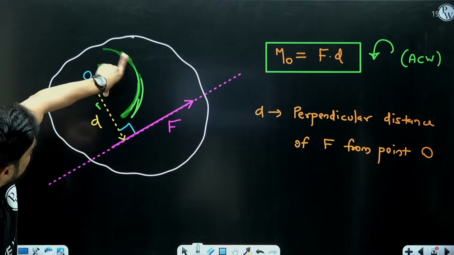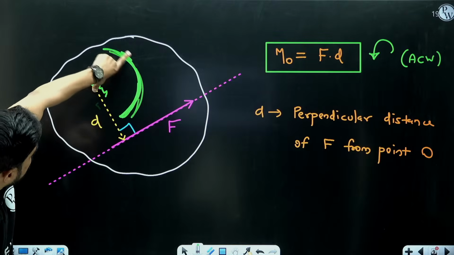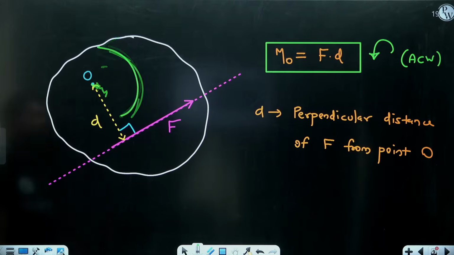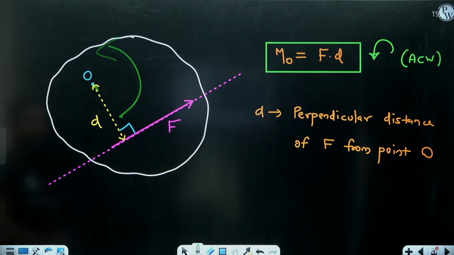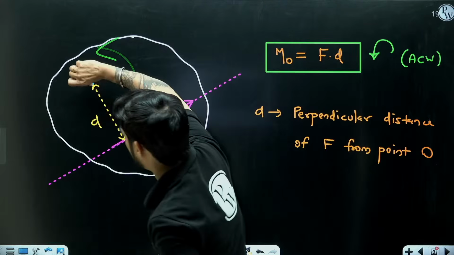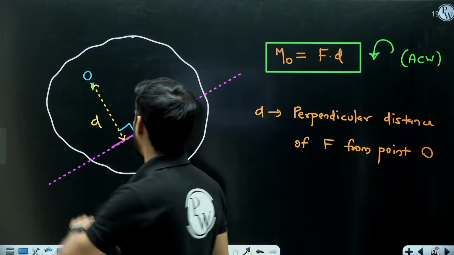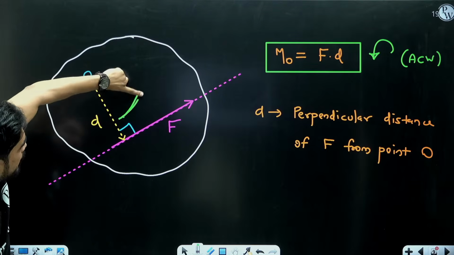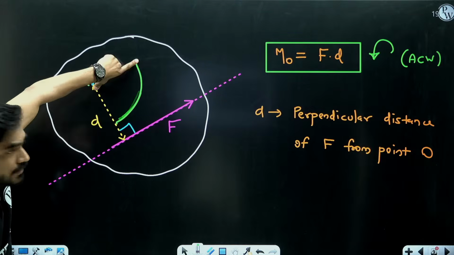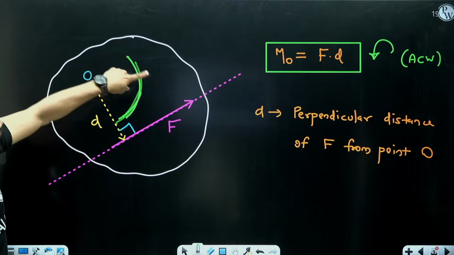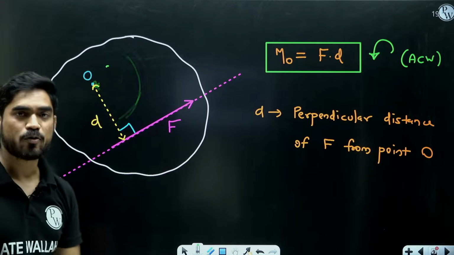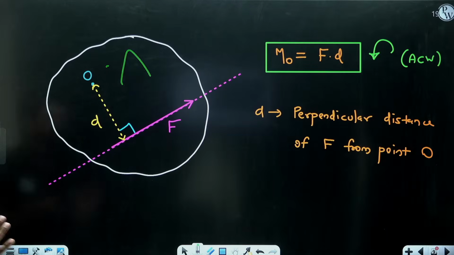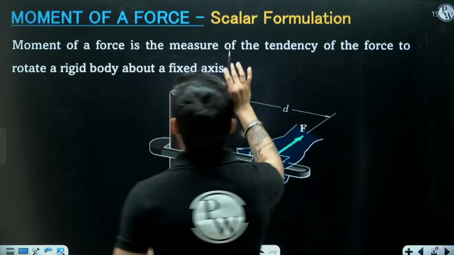So how is it rotating? It is rotating like this. So it is anti-clockwise. So put the thumb at point O, show the finger towards the force F, okay, and then move the finger in the direction of the force like this. So it is applying an anti-clockwise moment, okay.